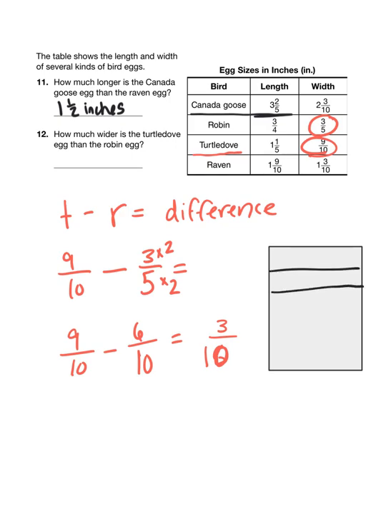1, 2, 3, 4, 5. Okay, so here's my 10 equal pieces. Oh wait, no, I can't simplify that. Never mind. I'll have to save that for another problem. Well, here's a visual model for you anyway. 3/10 of an inch.